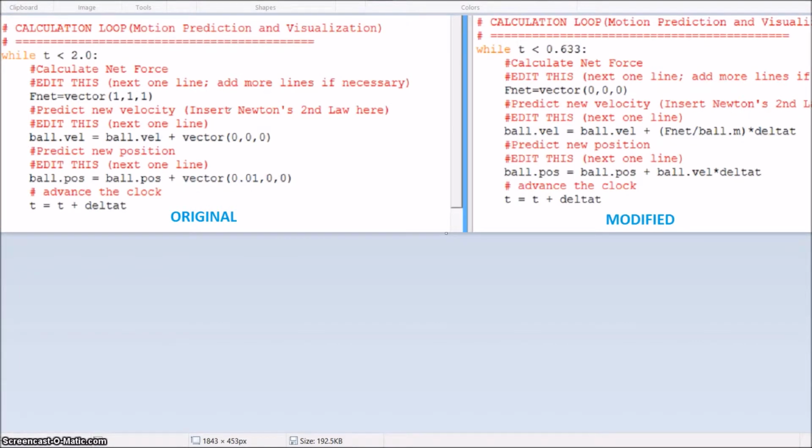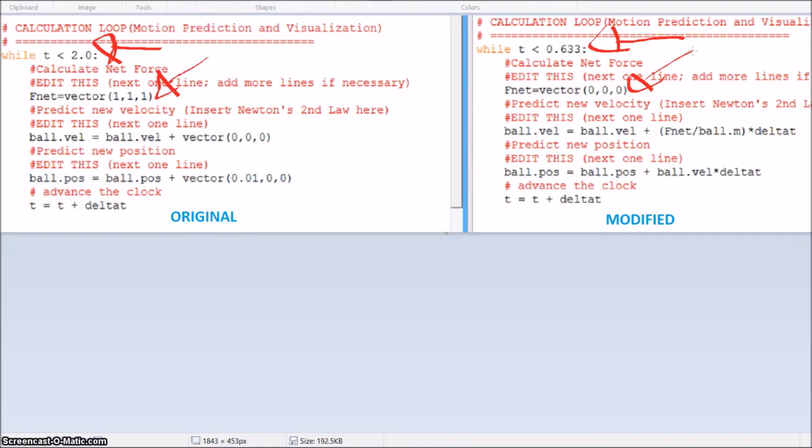I then changed the part of the code that calculates the velocity and position of the ball using iterations to better match my observations. I first changed the time to match the time I recorded the car moving, from 2 seconds to 0.633 seconds. Next, I changed the fnet vector from 111 to 000 because we assume that the fnet is 0.